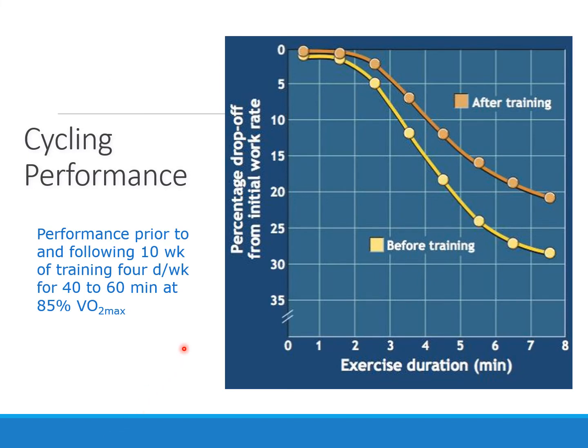Next, we're going to look at cycling performance. We're going to be looking at the drop-off from the initial work rate and exercise duration. So let's say we started this person at 200 watts of cycling. You can see that with training, they get better at maintaining that power output over time. So they're not getting this drop-off and not fatiguing quite as quickly as well.